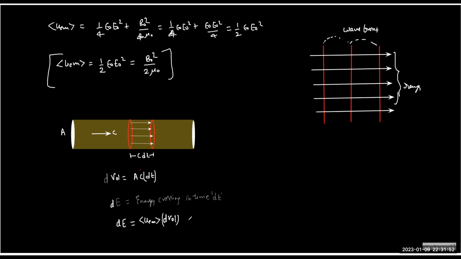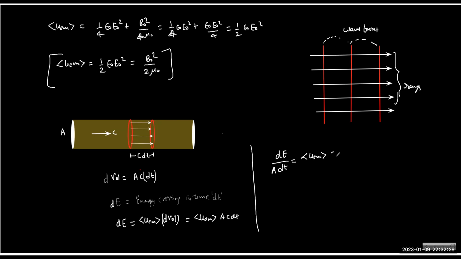Yes. So can we write this as UEM average AC dt? Energy crossing per unit time is called the power, right? And per unit area is called intensity. Intensity, very good.